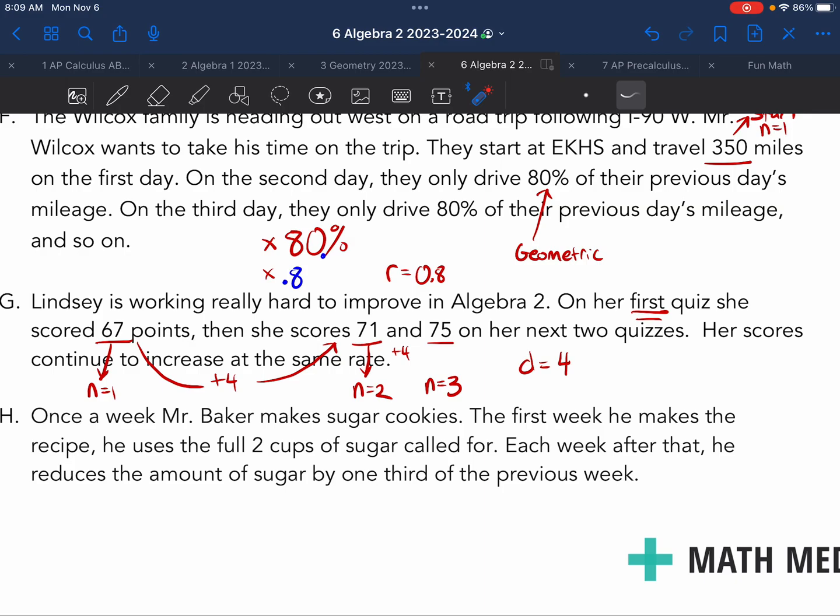All right, the first week he makes the recipe. He uses a full 2 cups of sugar called for. Good for him. I like sugary cookies. That sounds like a starting amount to me. Say 2, that's a start.